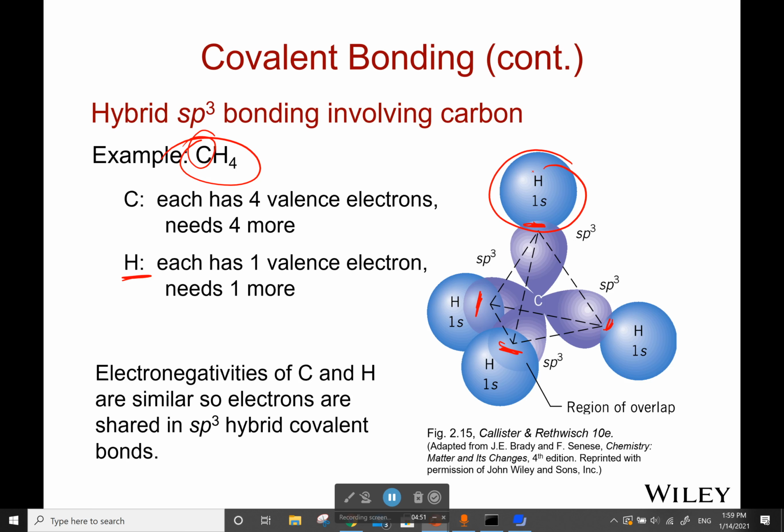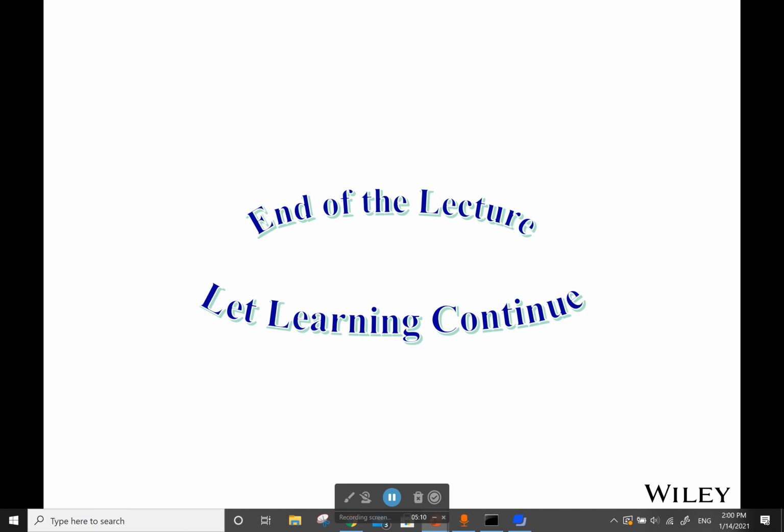Now, are these orbitals sharing electrons, or are they stealing electrons? Well, carbon and hydrogen, they have similar electronegativities, and so the electrons are shared. So these are covalent bonds. That's even though hydrogen is sort of a metal and carbon is a nonmetal.